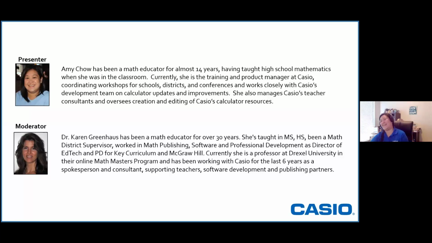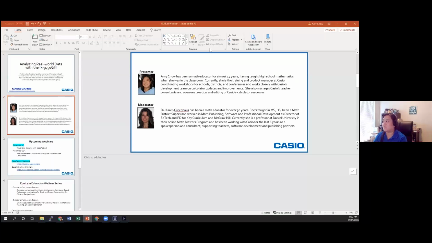Yeah, thank you, Karen. My name, as Karen said, is Amy Chow, and I am the National Training and Product Manager at Casio in their education division. I've been there for the last 10 years, I think. Previously, before that, I was a high school math teacher, mainly Algebra 1, Geometry, and Algebra 2. So as Karen mentioned, today we're going to be taking a look at the 9750G3.